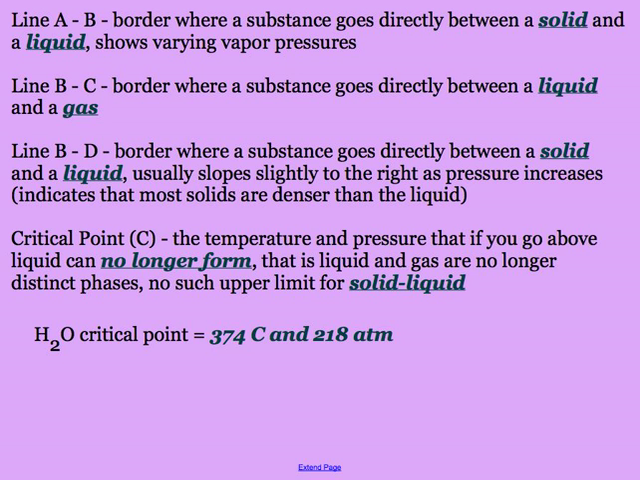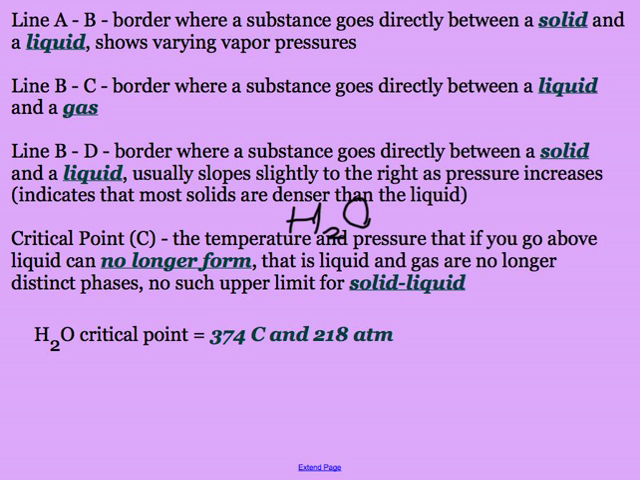And one thing you may want to note on B to D here, it says it usually slopes slightly to the right because the pressure increases. And that's because most solids are denser than liquid. An important difference in this would be water. Water is, we know, slightly different, so we know that ice is less dense than water. So the water actually slopes to the left as opposed.